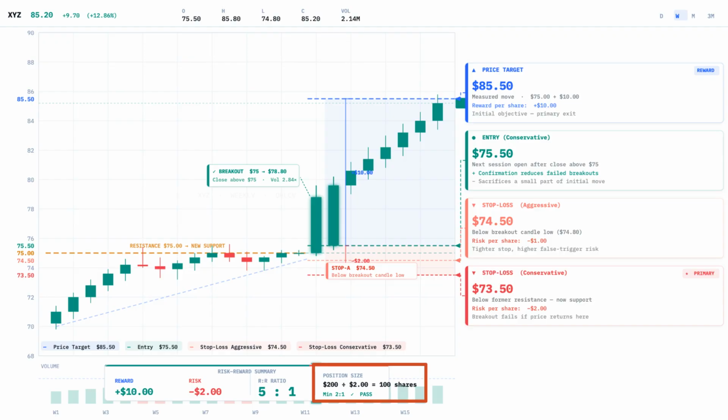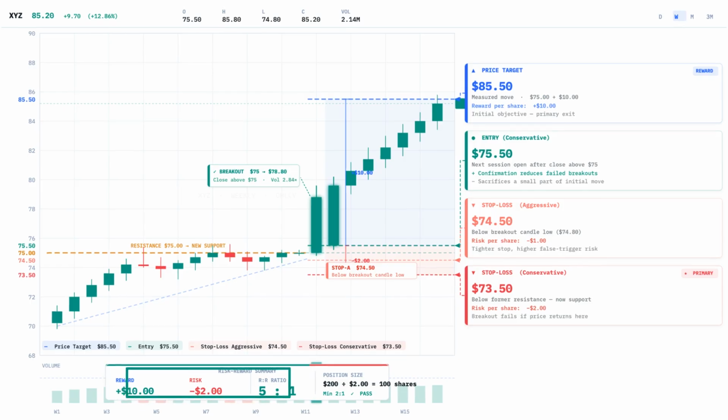Professional practice typically requires a minimum 2-to-1 reward-to-risk ratio. If the stop is $2 and the projected target is $10, the ratio is 5-to-1, structurally attractive. If the target is only $3, the ratio falls below acceptable threshold. Discipline requires passing on suboptimal setups.